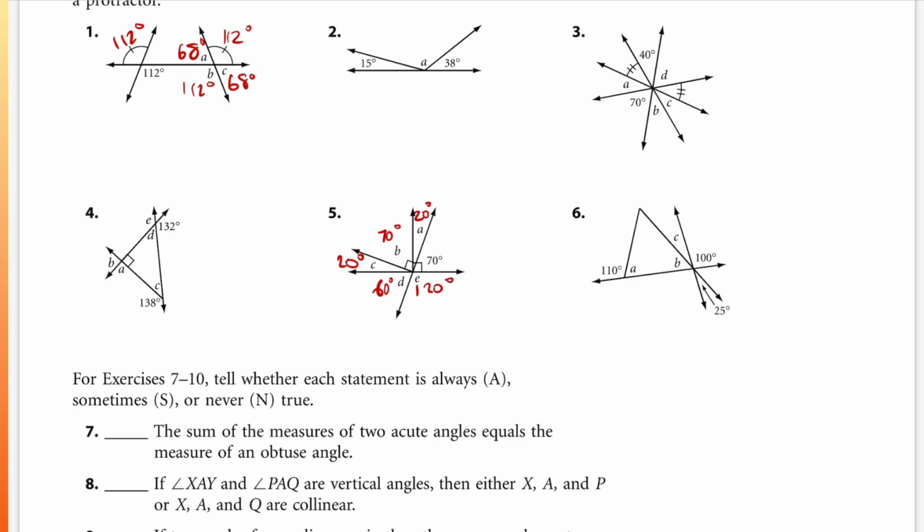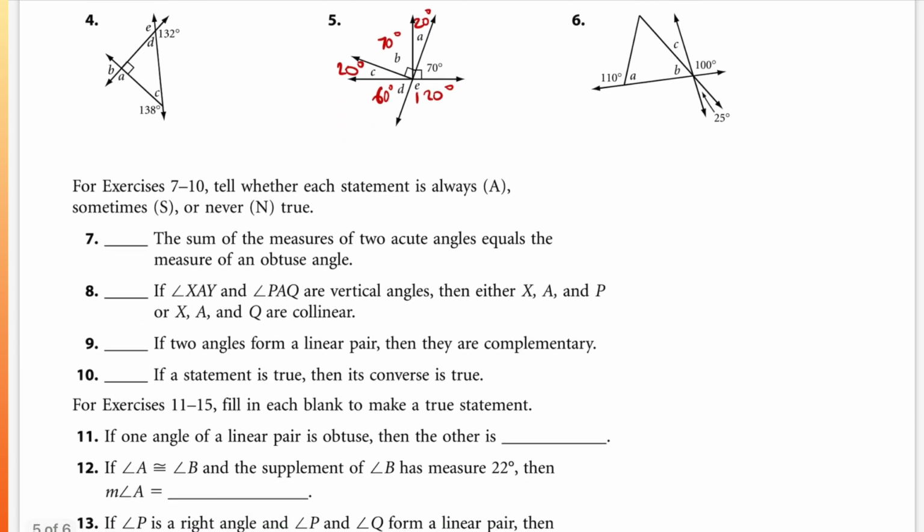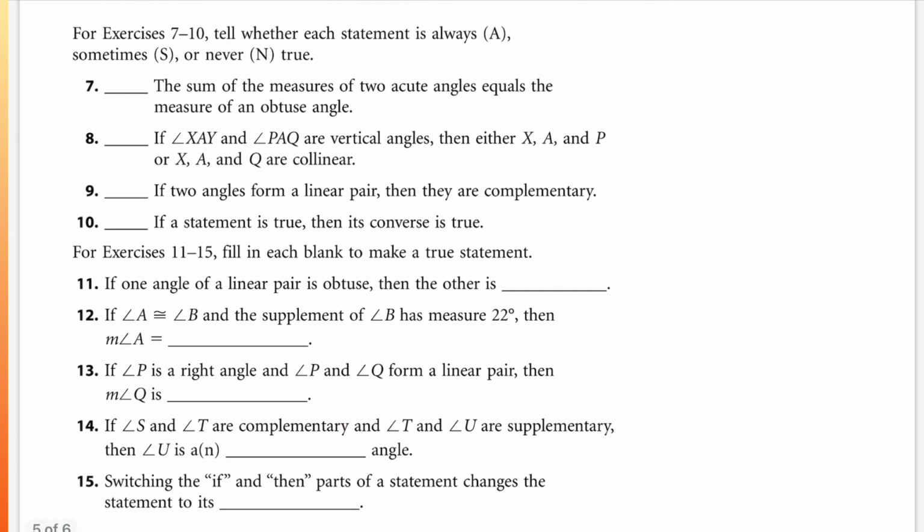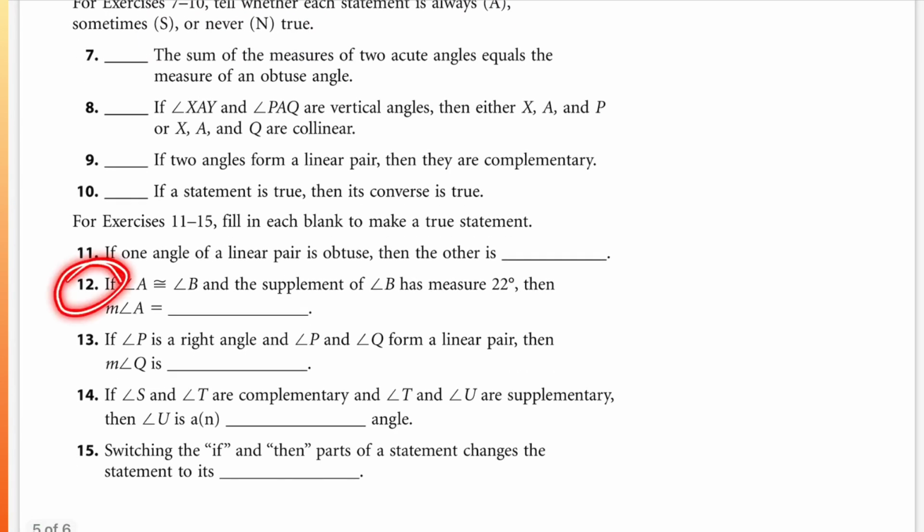All right, so these are always, sometimes, never. Let's look at number 12. If A is congruent to B and a supplement of B has a measure of 22, then angle A, all right, let's see.